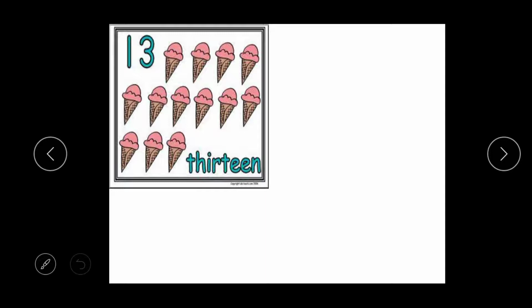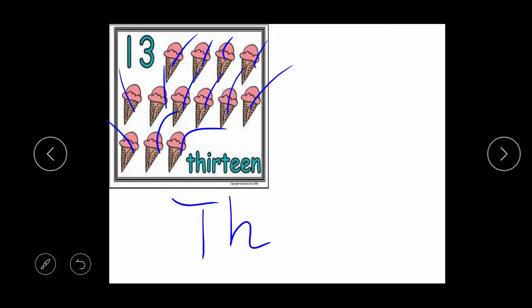Stick out your tongue whenever you want to say 13. Okay, let's count. 1, 2, 3, 4, 5, 6, 7, 8, 9, 10, 11, 12, 13. Let's spell 13. T, H, I, R, T, E, E, N. 13.